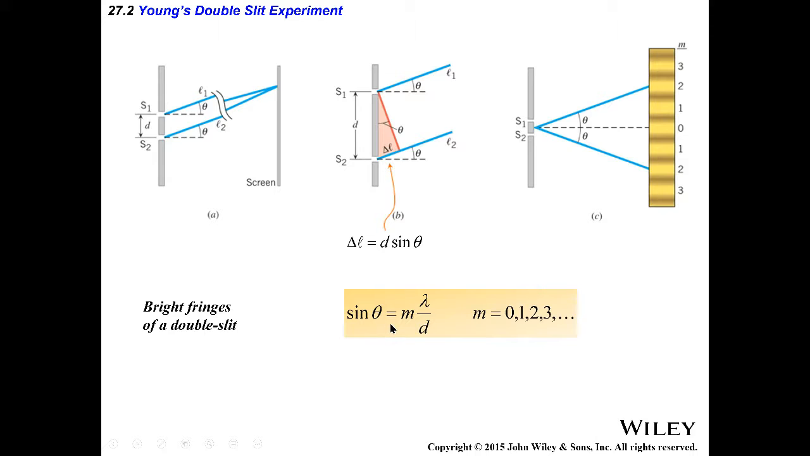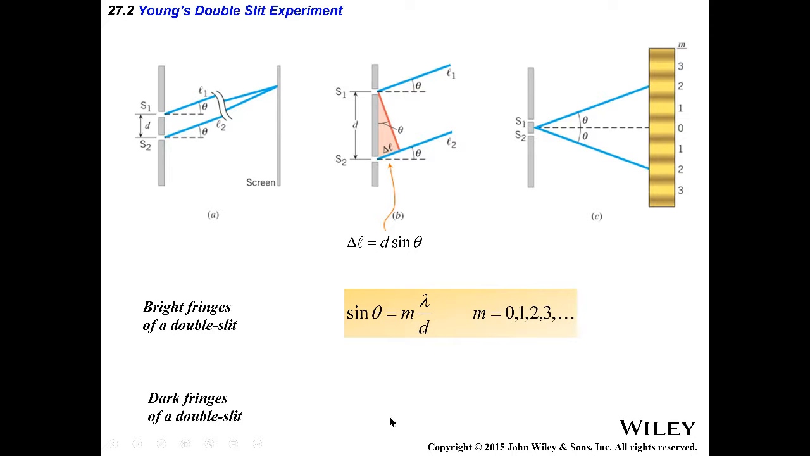Bright fringes of a double slit experiment occur when sine theta is m lambda over d, where m can be 0, 1, 2, 3. And m equal to 0 is where it all goes direct, so the image of the double slit is right over here, at angle theta equal to 0. But m equal to 1, m equal to 2, m equal to 3, they go further and further out.